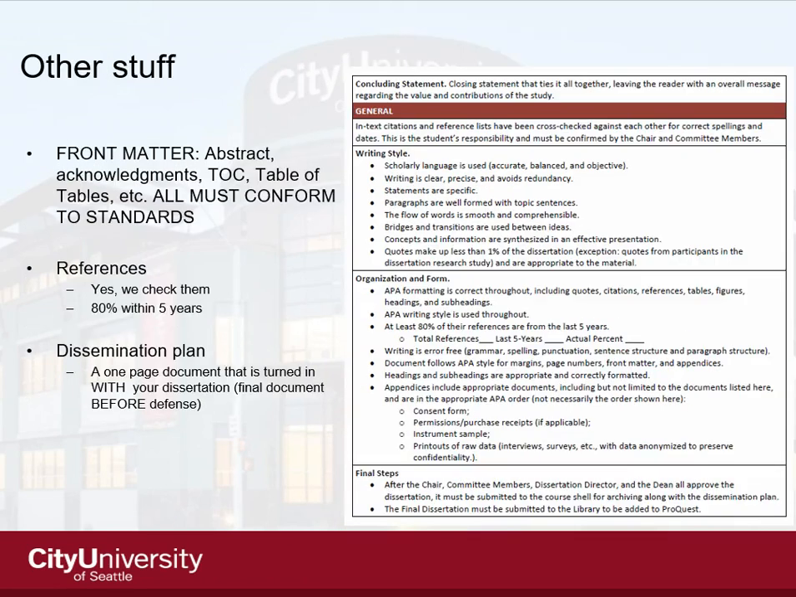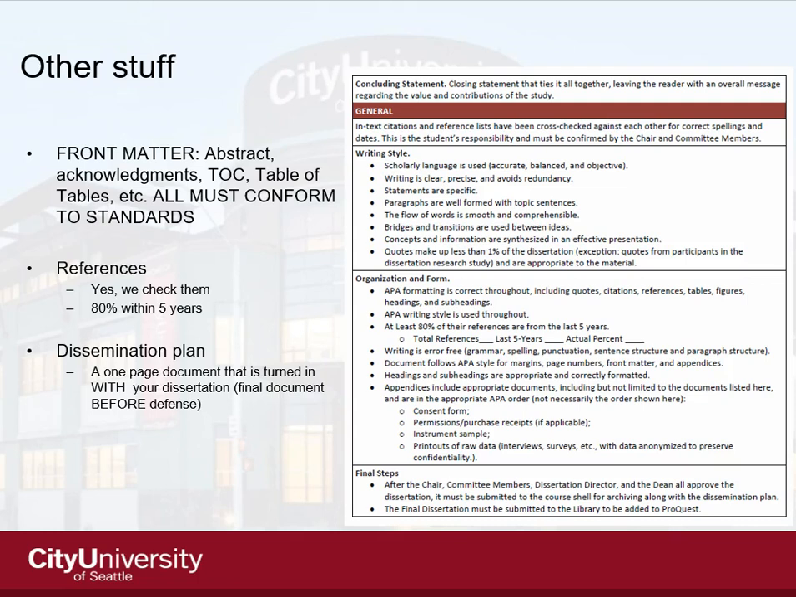Finally, I want to get to the other stuff, which is the concluding statement. This is your final closing statement that ties it all together, leaving the reader with an overall message regarding the value and contributions of the study. Okay, that's the final emphasis, like, your period, I am done, exclamation mark, so be it. All right, those are the 5 chapters of the checklist.